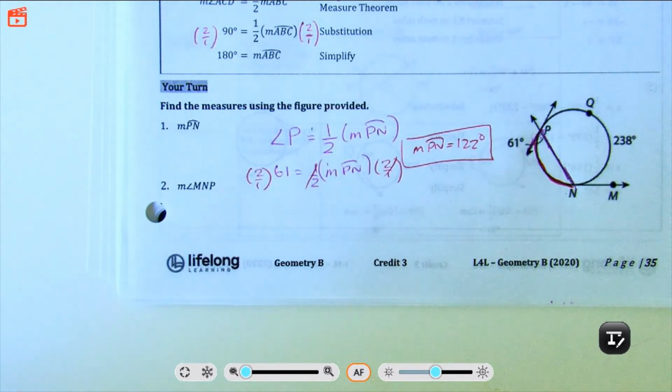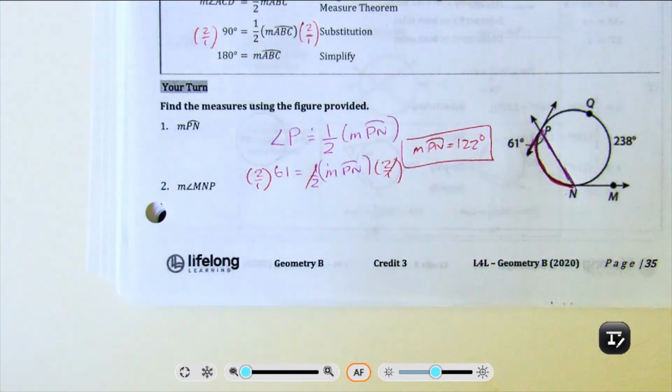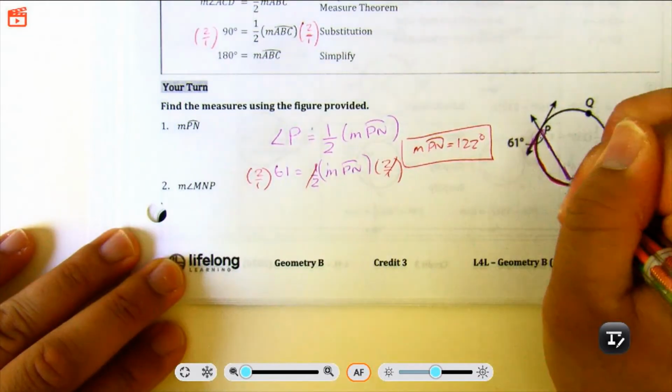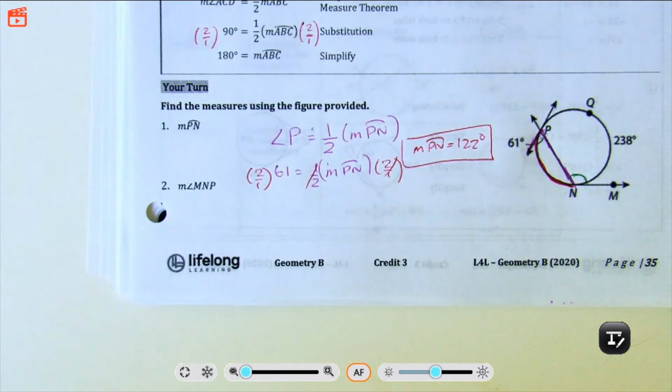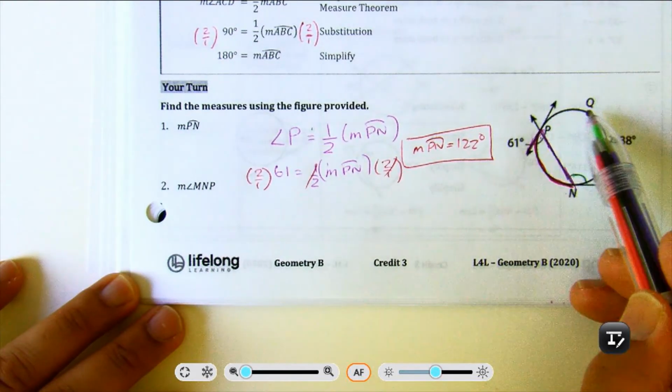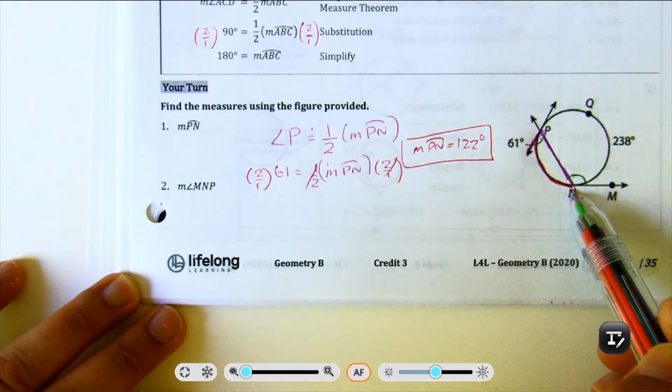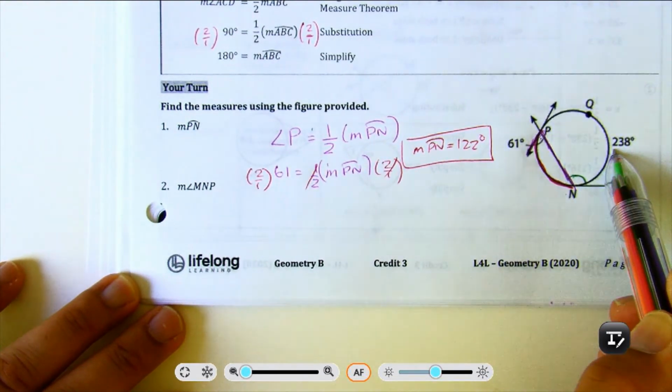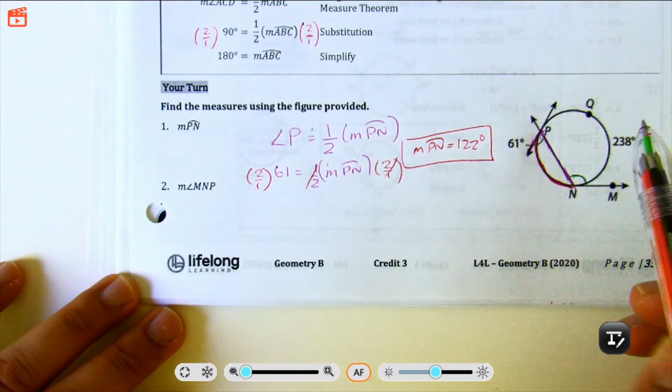Okay, next we could find problem number 2, the measurement of angle MNP. So now we want to find out, I want to use green, we want to find out this angle, MNP. So to find angle MNP, I need the arc that is formed from that angle. So arc PQM or PQN is 238 degrees, and that's all I need. So let's set up the problem.